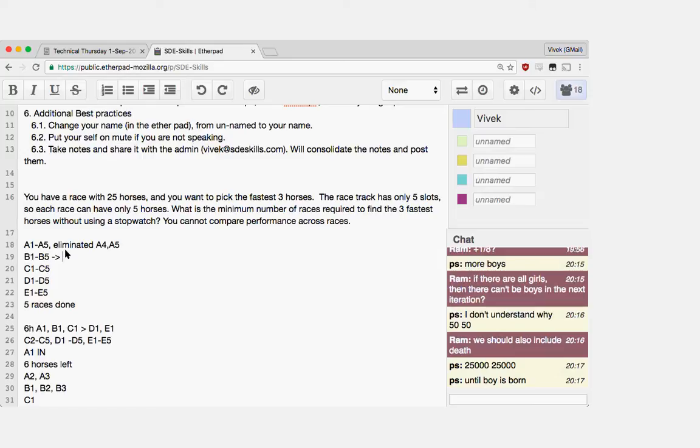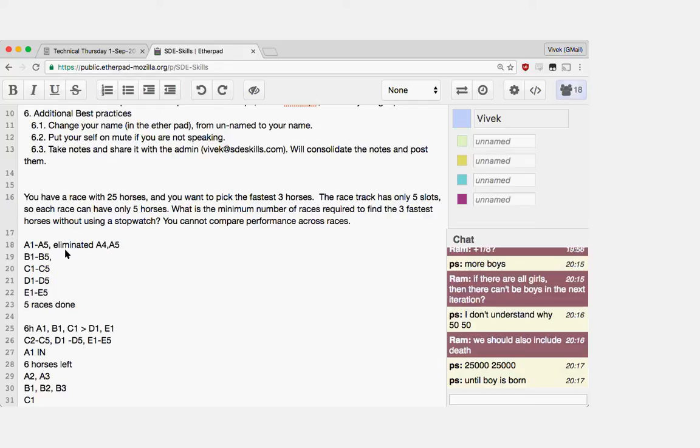That is my point. Why are we eliminating them? Because we don't know whether B1 is actually slower than A4 or not. Doesn't matter, right? If B1 is slower than A4, then still the answer will be A1, A2, A3. We are only finding the top 3 horses. We want the 3 fastest horses, right? So A4 cannot be in the 3 fastest horses at all, ever.